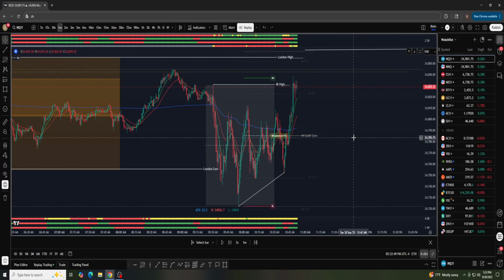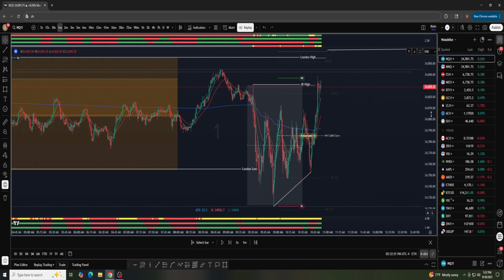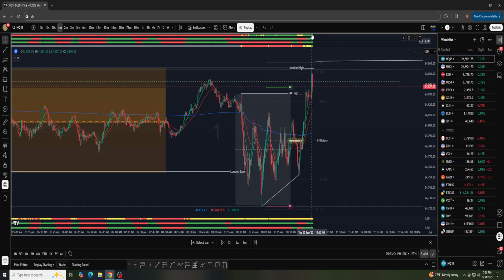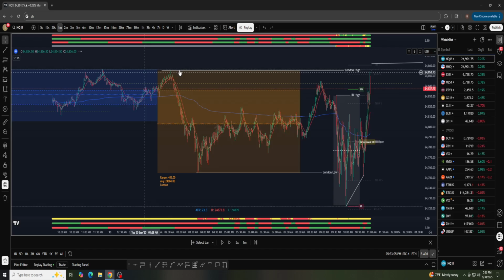So that was my day. Those were the two setups that I took. But let me show you how the dots could have been used after that. So again, all of this, when the dots are mixed, do nothing. So you can see we get our first green dots right here. And so the next logical draw on liquidity is the London high.